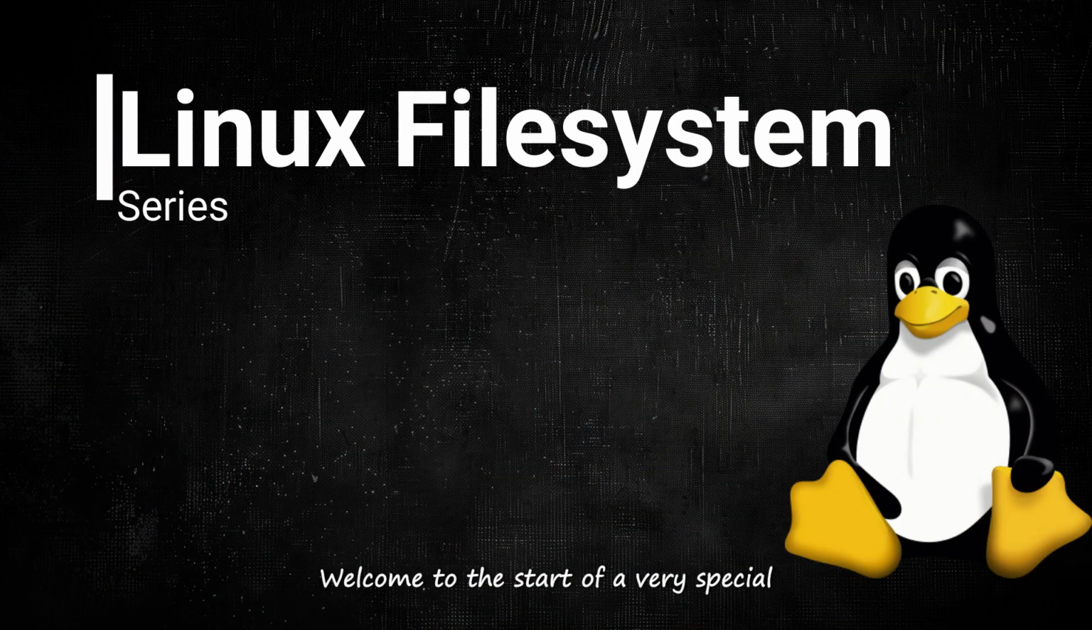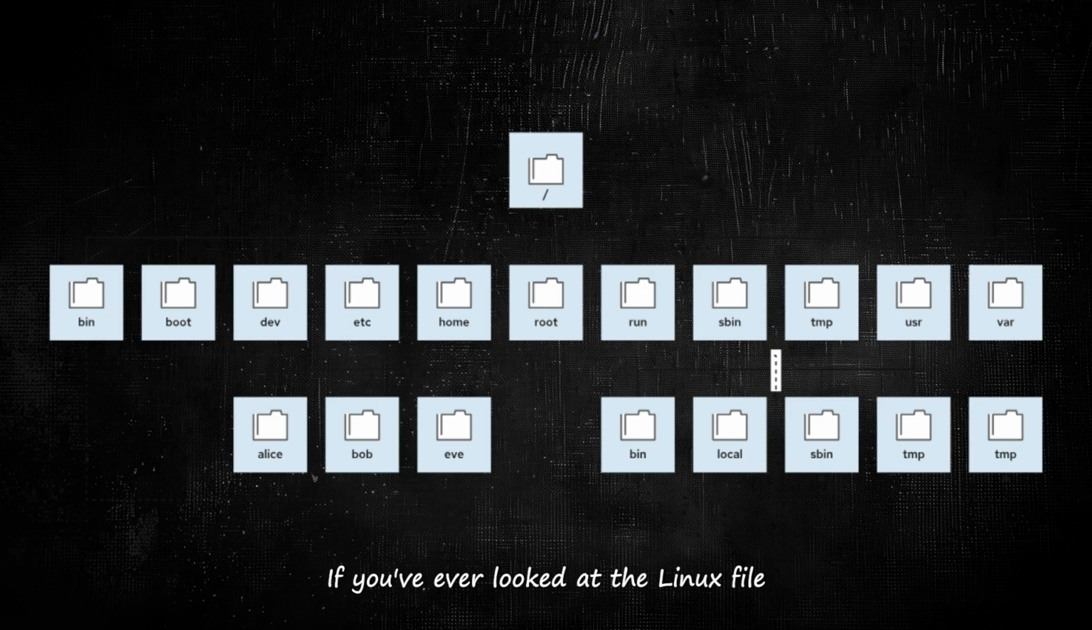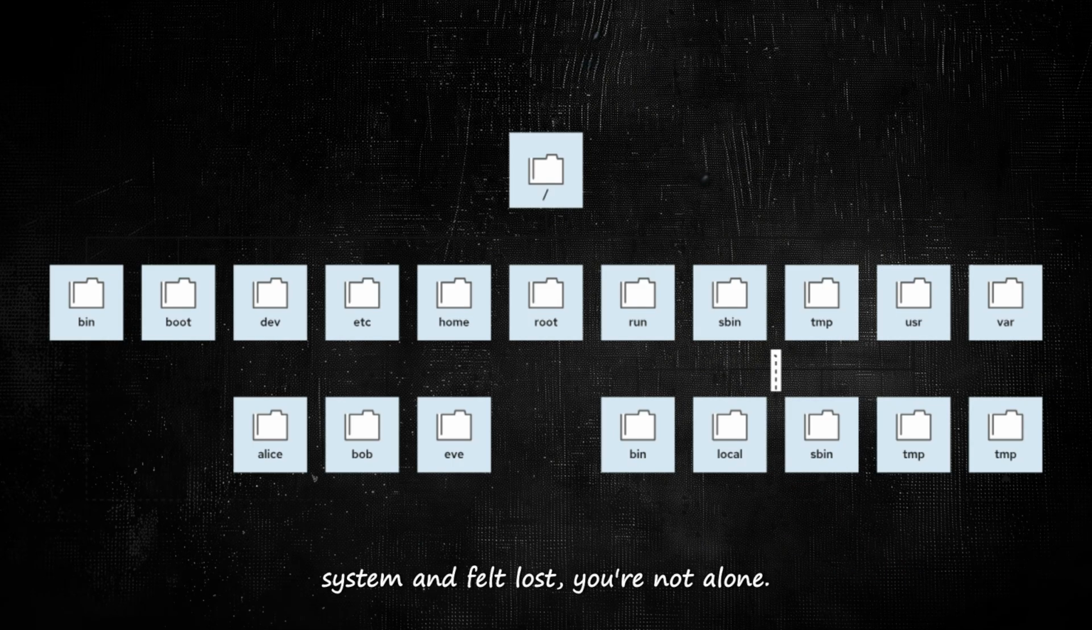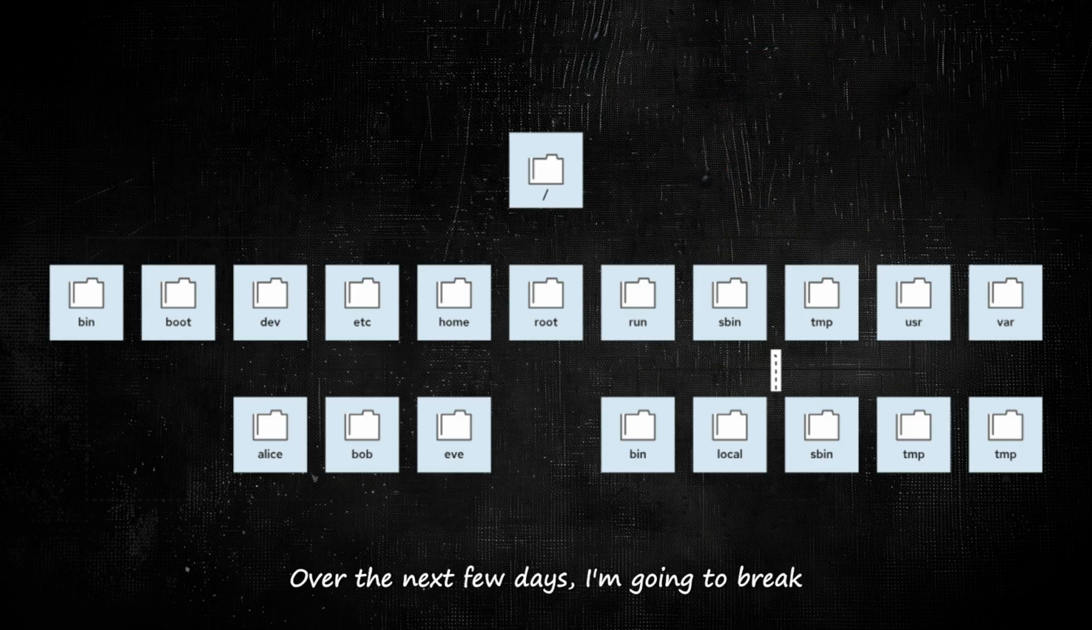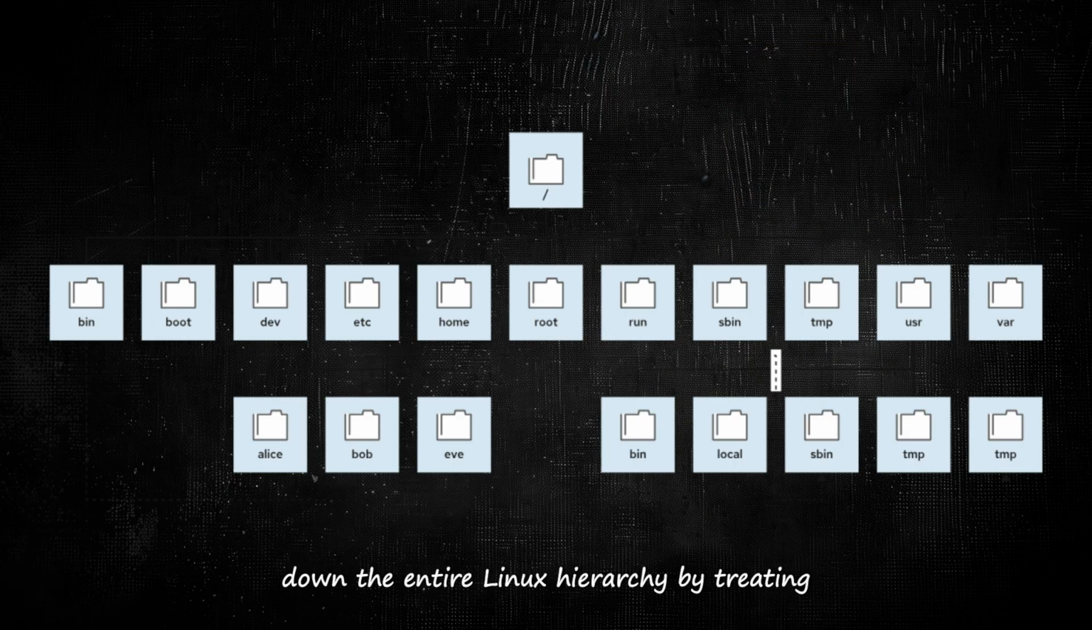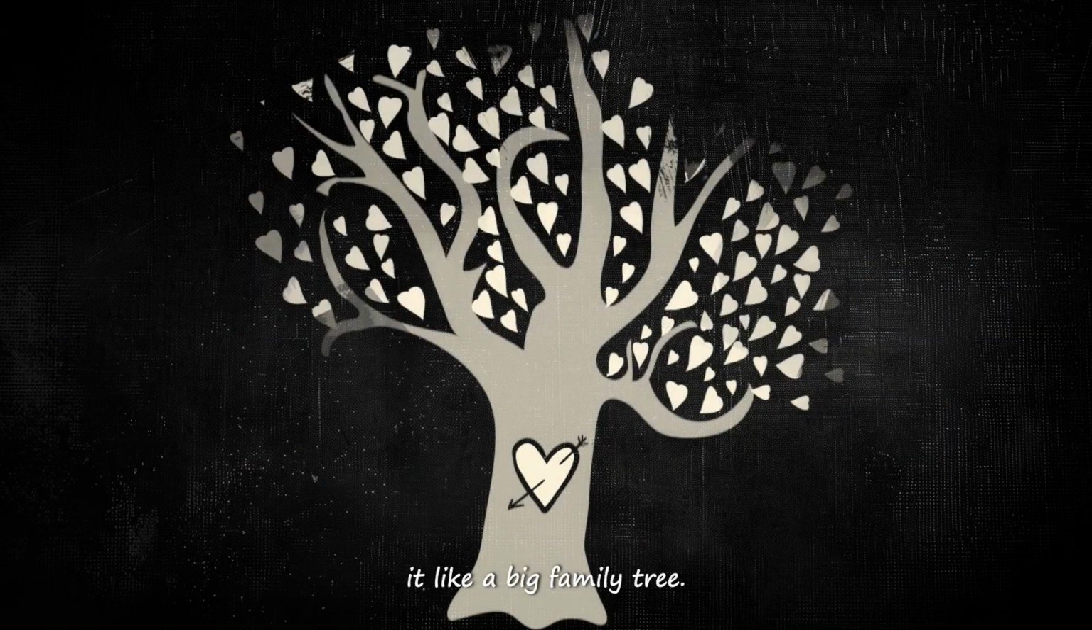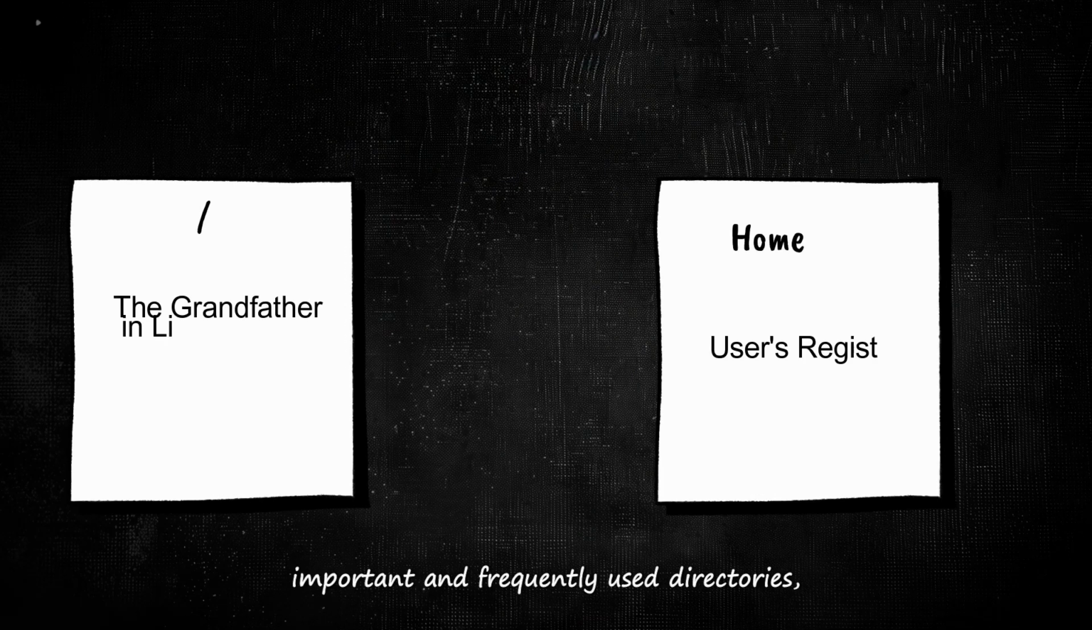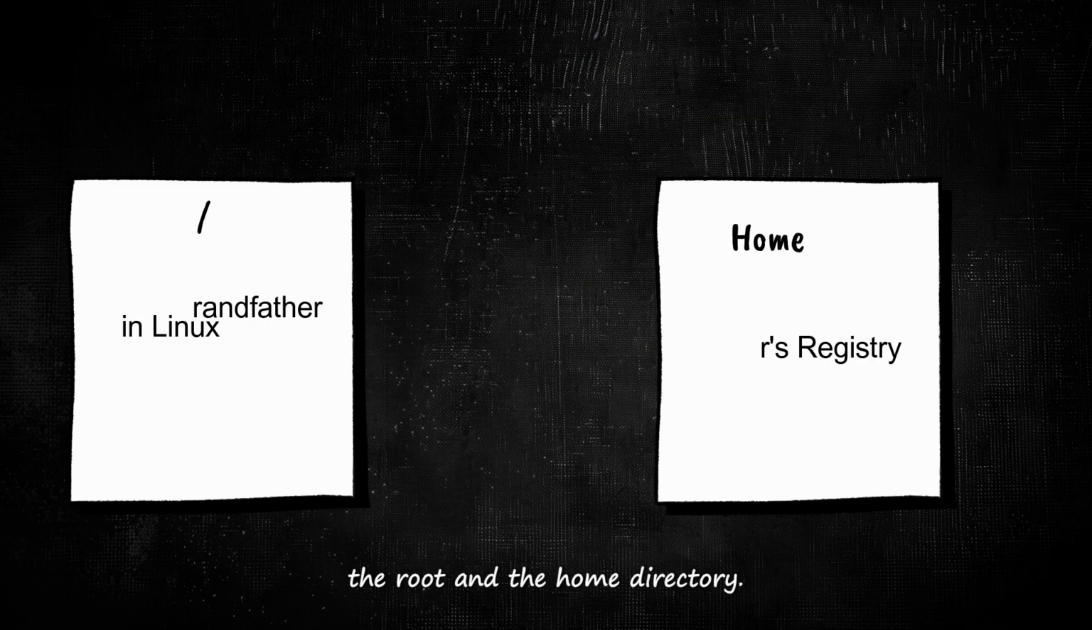Welcome to the start of a very special series. If you have ever looked at the Linux file system and felt lost, you're not alone. Over the next few days, I'm going to break down the entire Linux hierarchy by treating it like a big family tree. This is the first video in the series. Today I'm going to explain the two most important and frequently used directories, the root and the home directory.